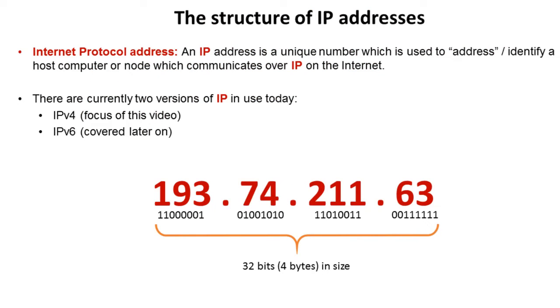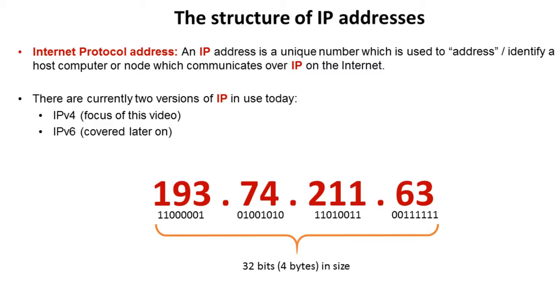So let's start. The Internet Protocol, IP, is an address which is a unique number, and we use it to identify a host computer or node which communicates over IP on the Internet. Now, there are currently two versions of IP in use today: IP version 4, which is the focus of this video, and IP version 6, which we're going to look at in a slightly later video.